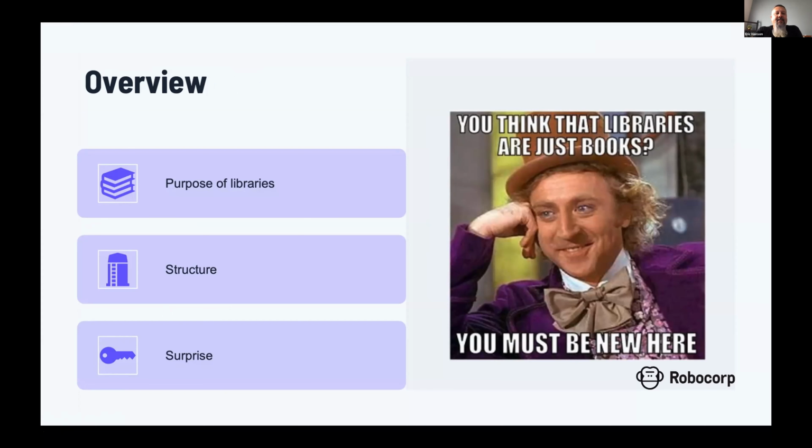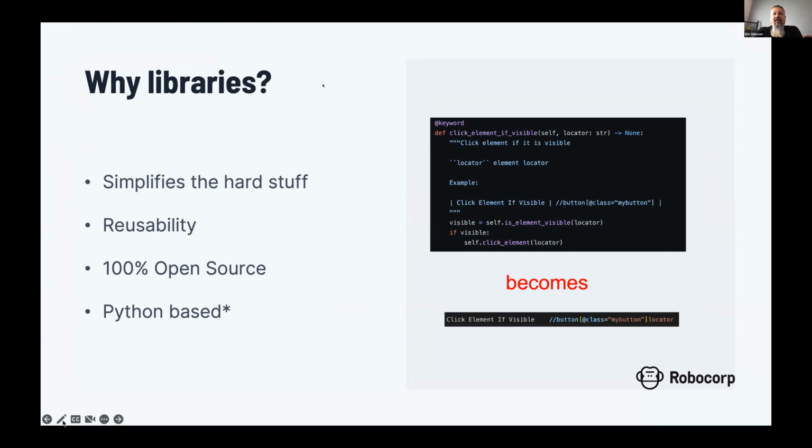Okay, so what I was talking about before is we're going to talk about the purpose of the libraries, overall structure, the best practices. And then, like I mentioned before, a little surprise at the end for those of you that like challenges. So let's first talk about why do we use libraries? Well, it's all about reusability, making stuff that's repeatable and portable that allows you to simplify the hard stuff, right?